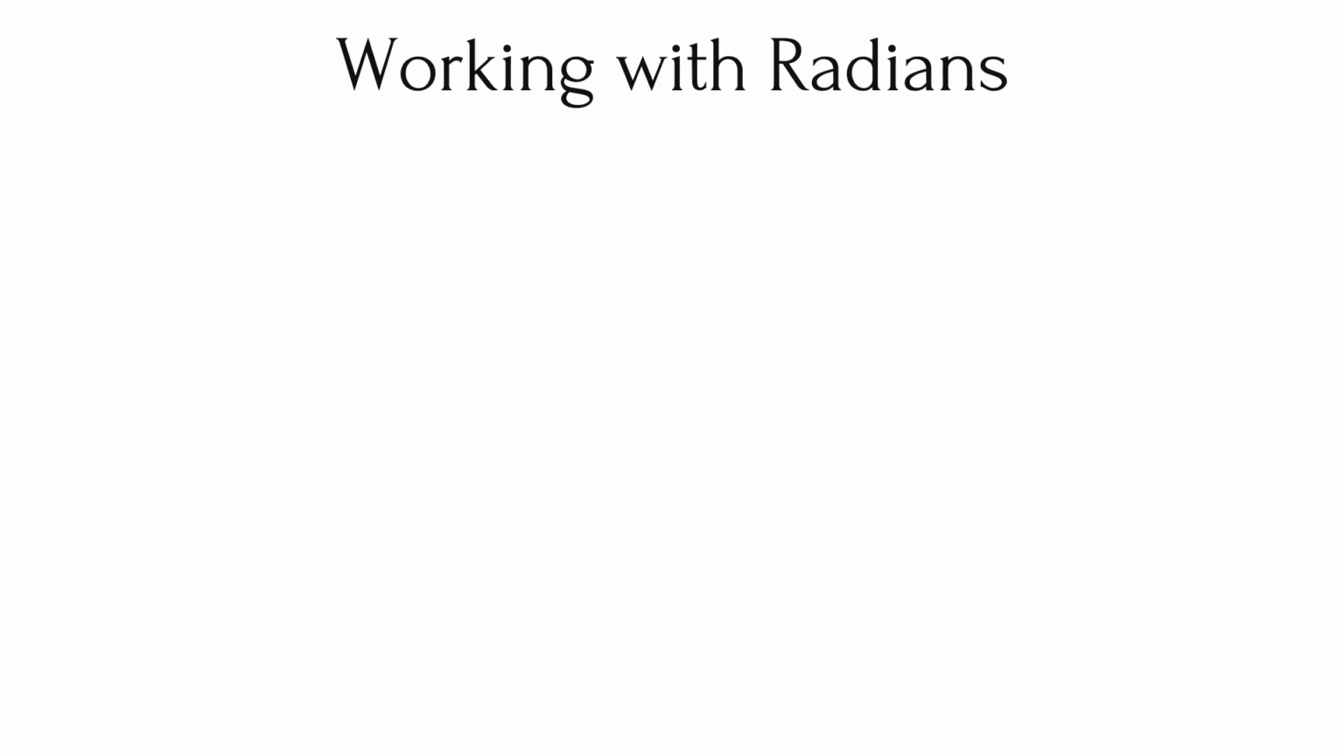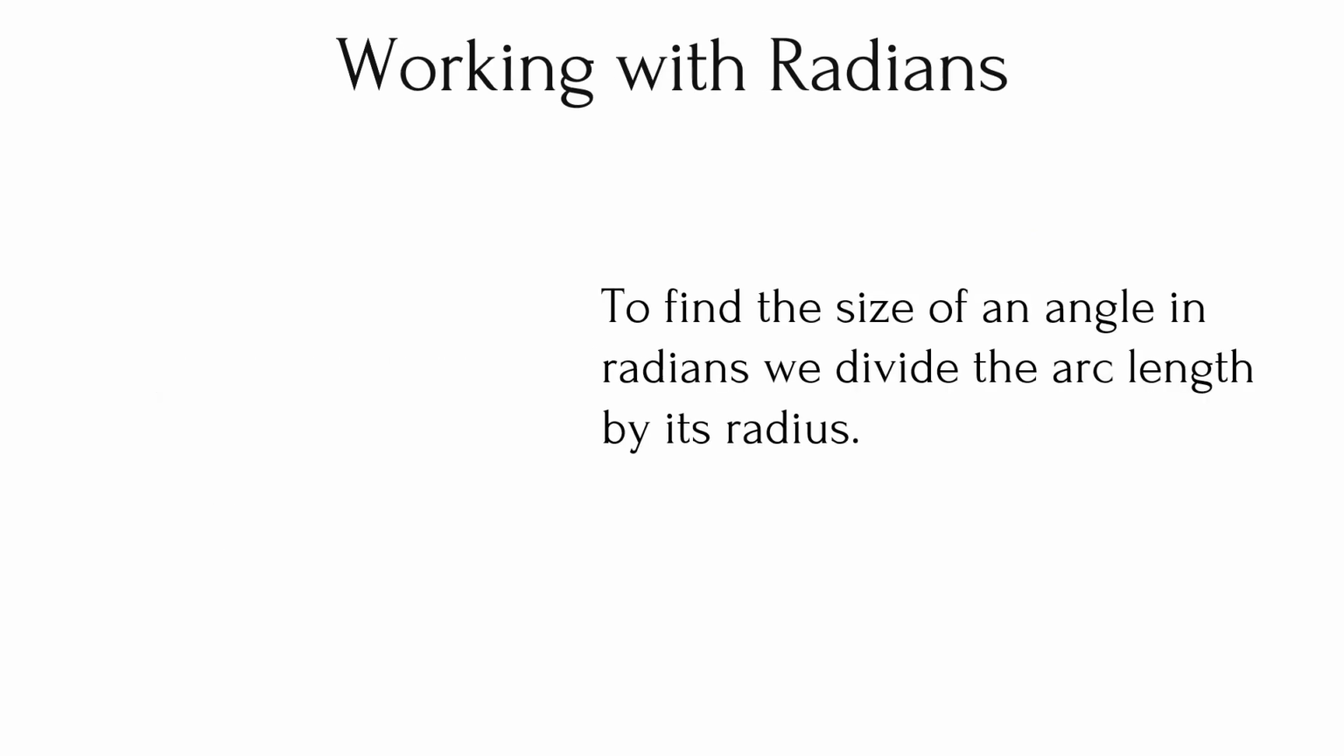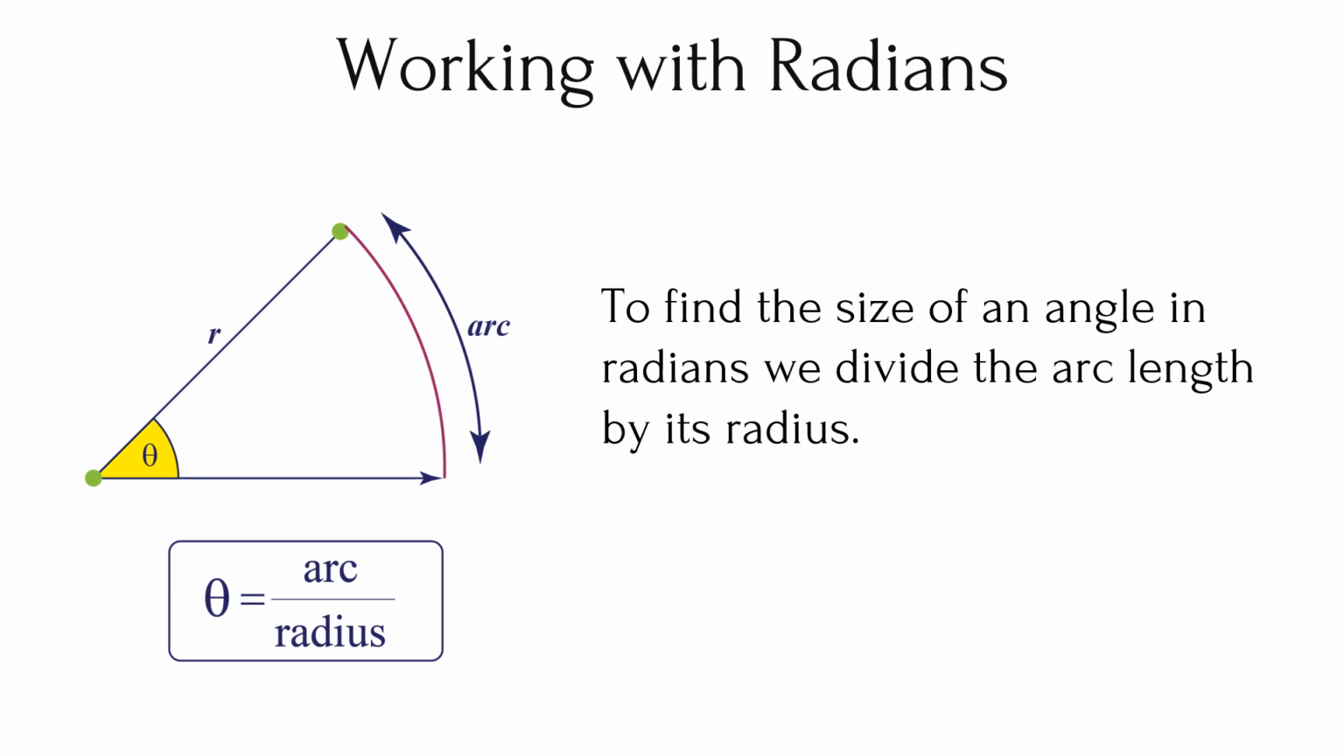We can generalize that further and say to find the size of an angle in radians, we always divide the arc length by its radius. So that will give us theta in radians. When we're working with radians, you'll often see it abbreviated to RAD as the unit. And that's to identify that we're working in radians.